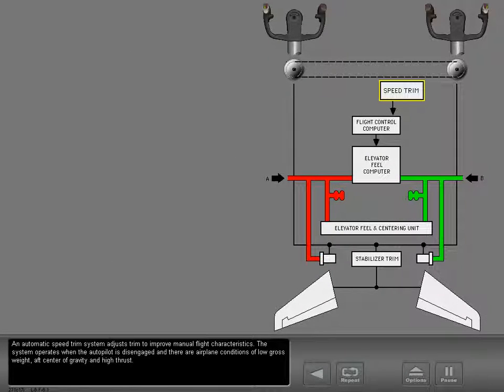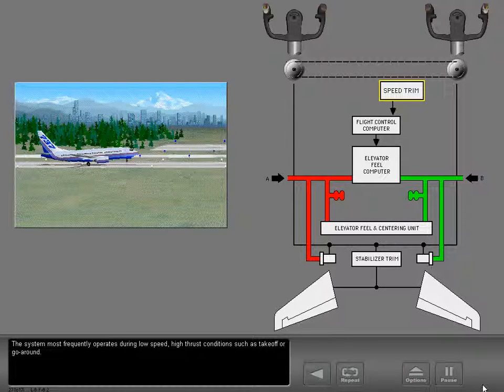An automatic speed trim system adjusts trim to improve manual flight characteristics. The system operates when the autopilot is disengaged and there are airplane conditions of low gross weight, aft center of gravity, and high thrust. The system most frequently operates during low speed, high thrust conditions such as takeoff or go-around.